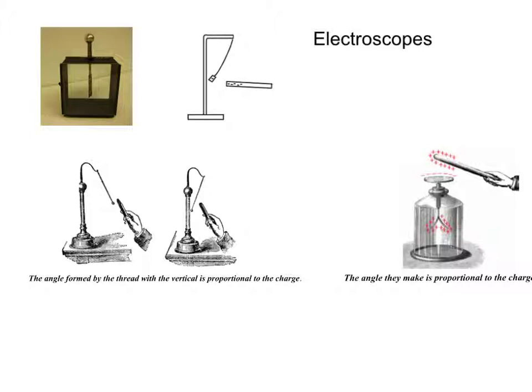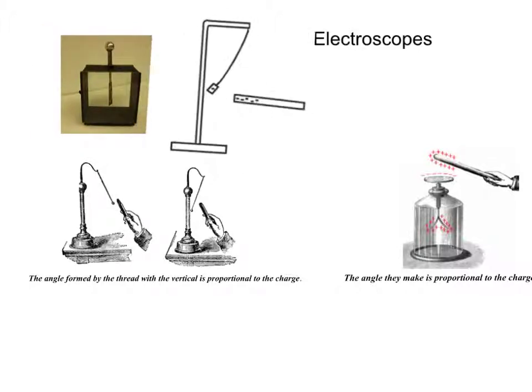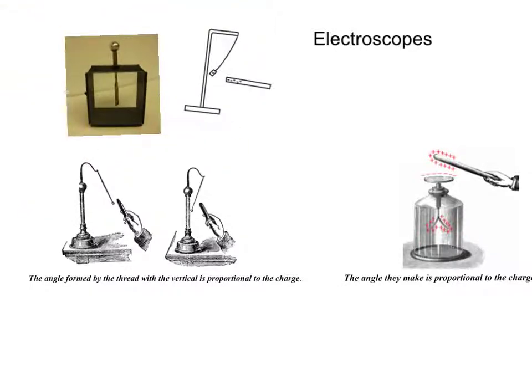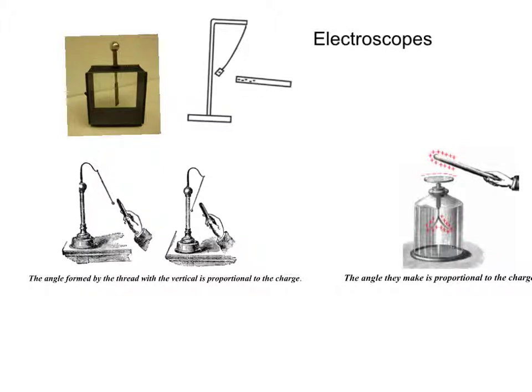The simple types are these foil on thread types and a twin hanging leaf type. So the foil on a thread type are made from a light piece of metal foil that's attached to an insulated thread. We can make these with a ring stand, a piece of string, and what's called a pith ball wrapped in tin foil. So the way they work is a charged object will be brought near the foil.